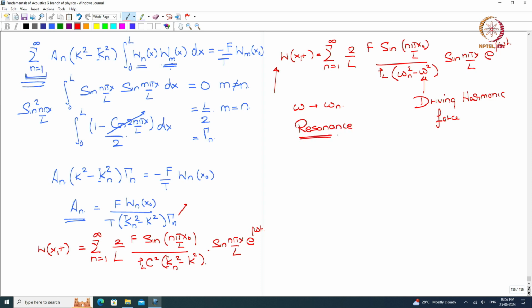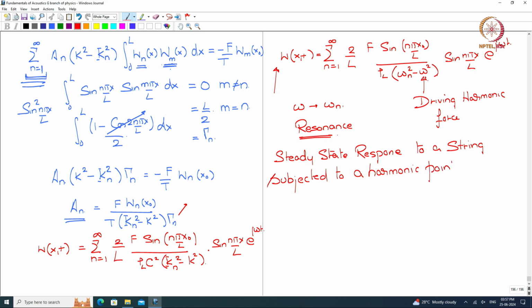So now we have what? A steady state response of a string subjected to a harmonic force, a single frequency force, a harmonic point force, with homogeneous boundary conditions.